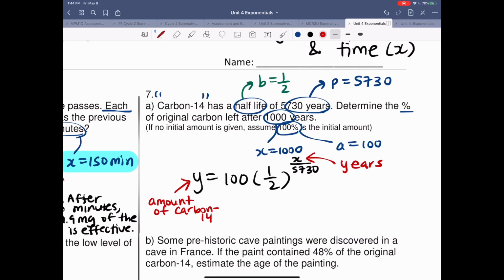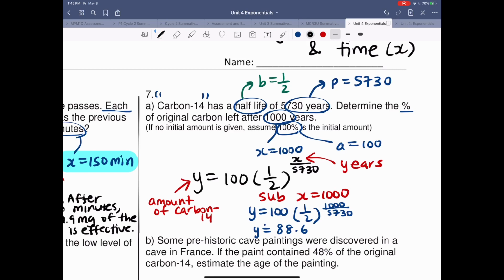I need to sub x equals 1,000. Why? Well, it said determine the percent of original carbon left. That means I need to find out my y. So I will have y is equal to 100 times a half to the exponent of 1,000 divided by 5,730. Put that all in your calculator: 0.5 to the exponent of 1,000 divided by 5,730, times 100. And you're going to get an approximate value of 88.6.